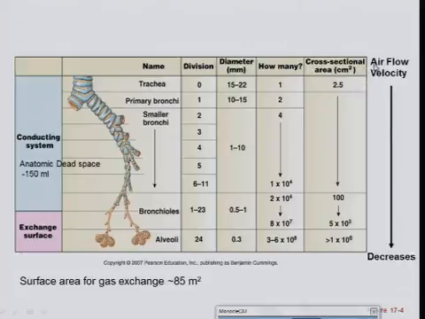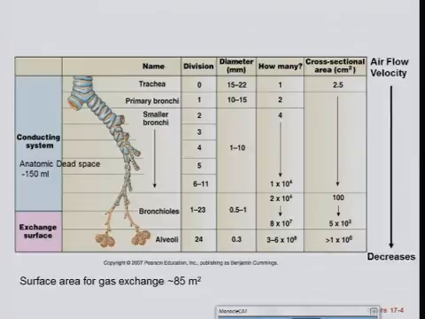So here we talk about airflow velocity. Velocity is going to be highest where the cross-sectional area is the smallest. Okay? And as we increase the total cross-sectional area to very large, well, we have the same volume of air moving, but now the velocity is much slower because we have a much greater cross-sectional area. Make sure you understand this relationship. So airflow velocity decreases as we go distally in the lung.